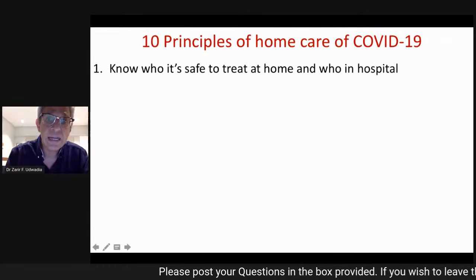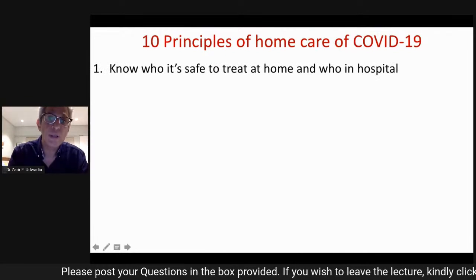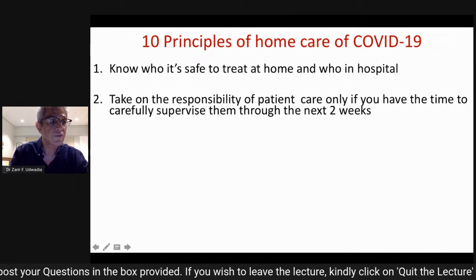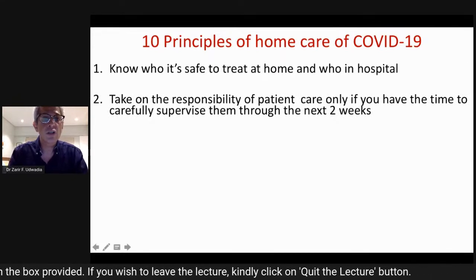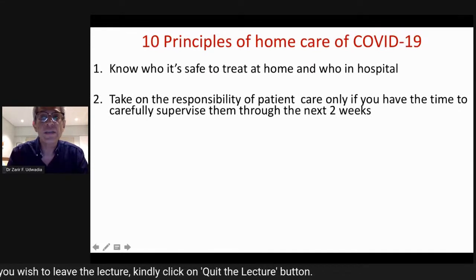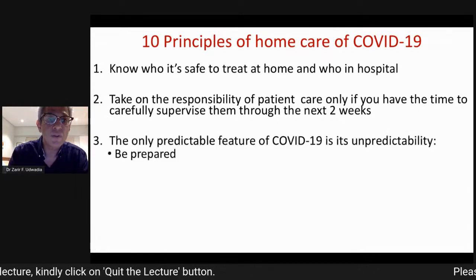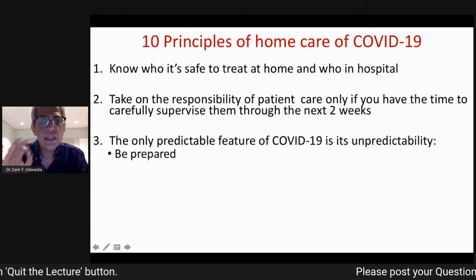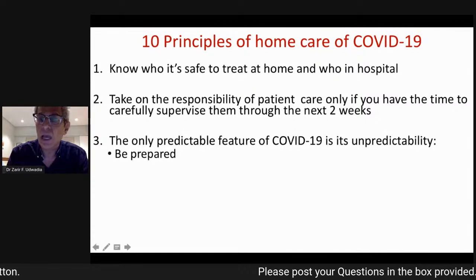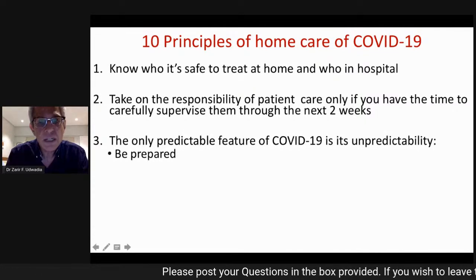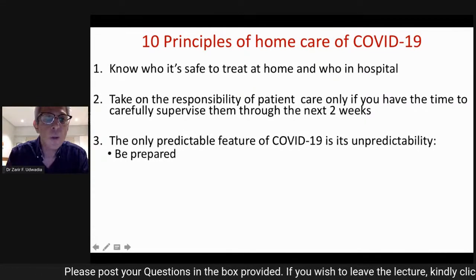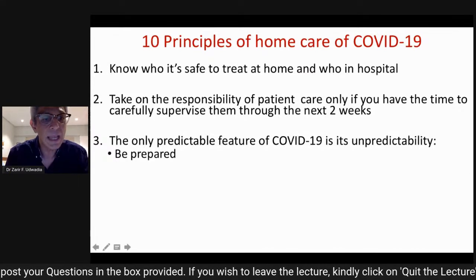So to summarize, my 10 principles of home care are: know who it's safe to treat and who it's not safe to. Take on the responsibility of patient care only if you have the time to carefully supervise them. The only predictable feature of this disease is its unpredictability. I've burnt my hands so many times, I've stopped even pretending I'm an expert.